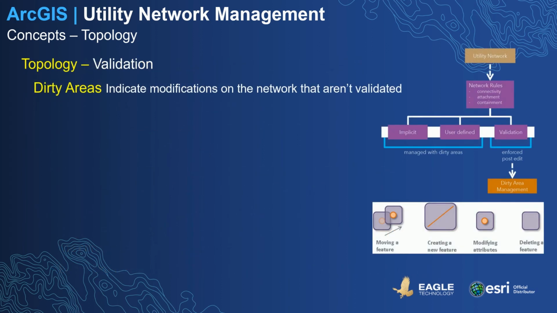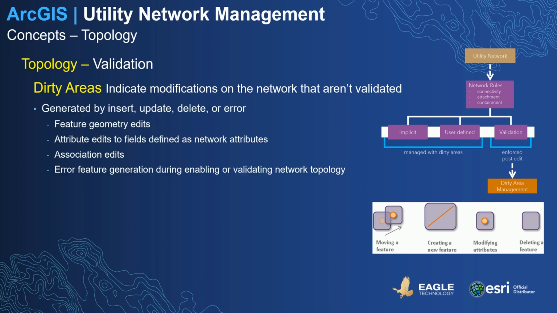Dirty areas are polygons which can be displayed to represent a part of the network that's changed or not yet been validated against the network topology. So any changes to geometry, attributes that define network properties, or associations can create dirty areas. Dirty areas are accessed in ArcGIS Pro in the Utility Network group layer.